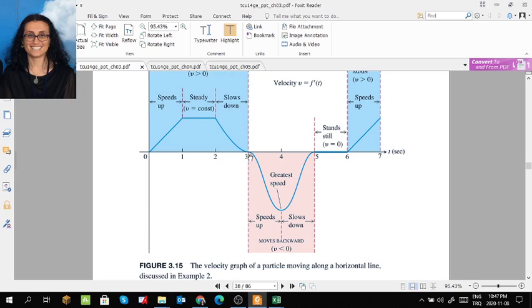When it's moving backwards, when the absolute value of velocity is getting bigger, it is speeding up. When the absolute value is getting smaller, it is slowing down. And the greatest speed, the fastest speed, is at this point. Be careful about that. And now from 5 to 6, as you will see, the velocity is 0.